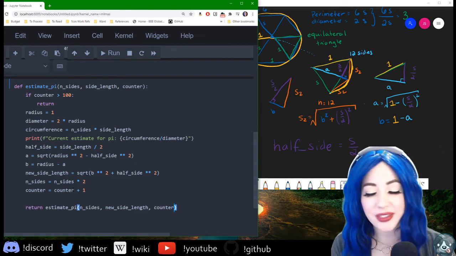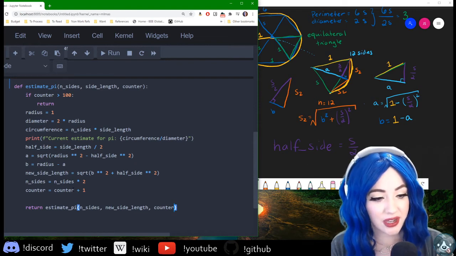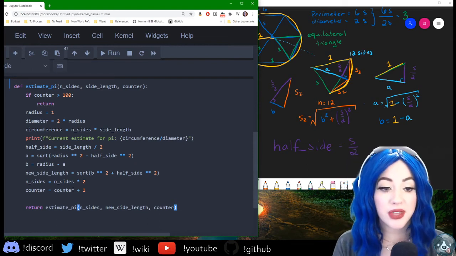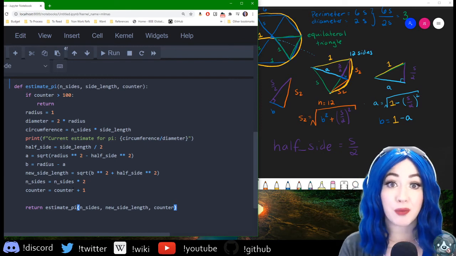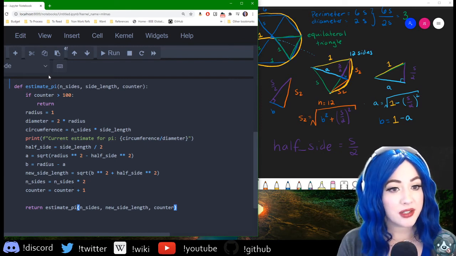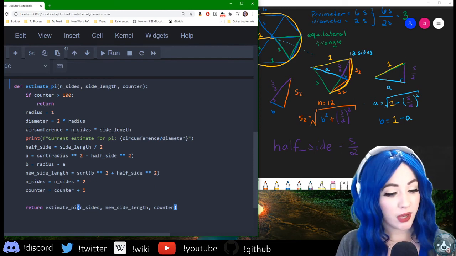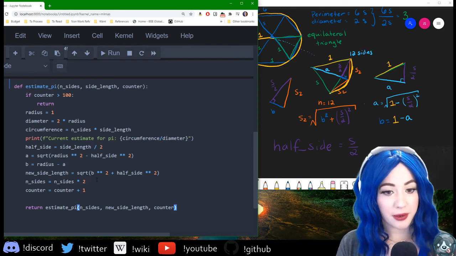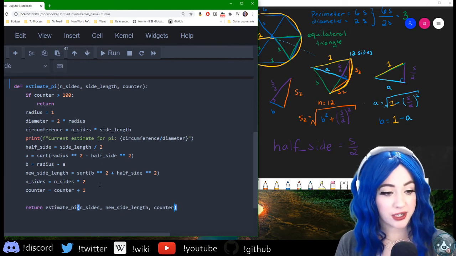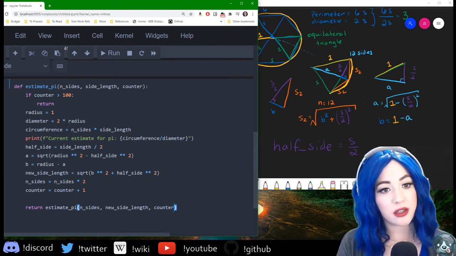And so, like I said, this is going to be the hardest for folks who haven't done coding before. But what you can think of is that essentially it's going to repeat the process. Just think about it like that. So estimate pi calculates a new side length, a new value for our number of sides, and then repeats the estimation. So we're just going to keep repeating until our counter hits 100.